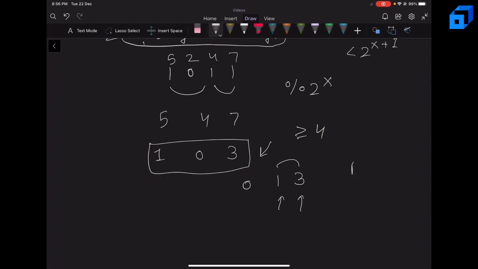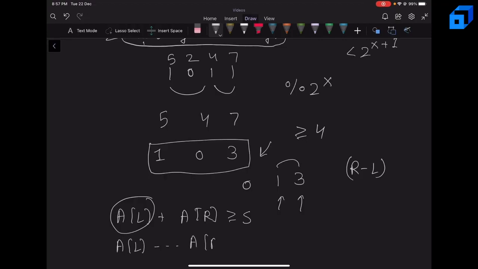So we'll add R minus L to our answer because we know that AL plus AR is greater than or equal to the required sum. So this will be true for all, so we can actually change this AL to any number from AL to AR minus 1, and the sum will be greater than or equal to S because the array is sorted. So we have how many numbers between L to R minus 1? We have R minus L numbers. So we'll add R minus L to our answer, and R minus L is 1 here. So we get 1 here and then increment our left pointer. Now left pointer and right pointer are equal, so we break.